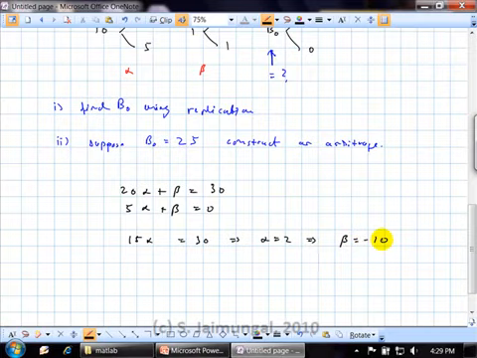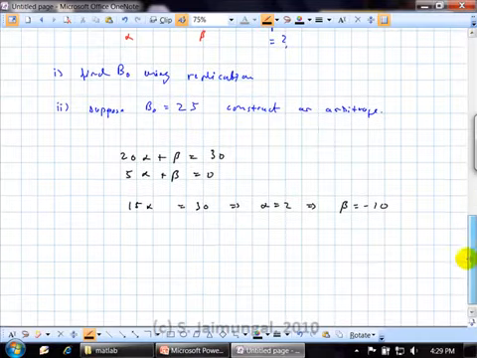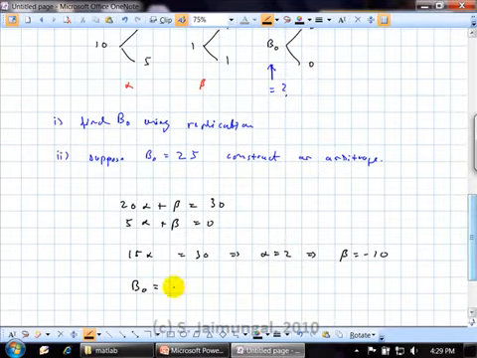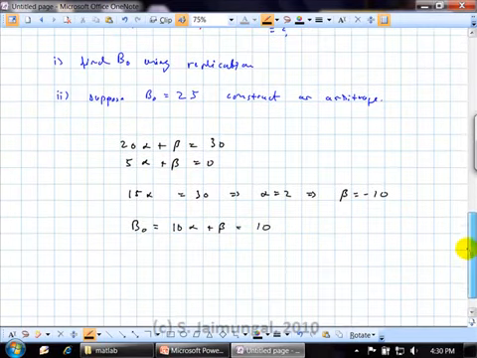Okay? So this means you should buy 2 units of the asset A and short or sell 10 units of the money market account, and this will replicate the payoff, and then B0 has to be the initial price, so that's 10 times alpha plus beta, and in this case that would give me $10, right? So hopefully we got that. Yeah? 20 minus 10 is 10. Good? Okay. So that's part 1.